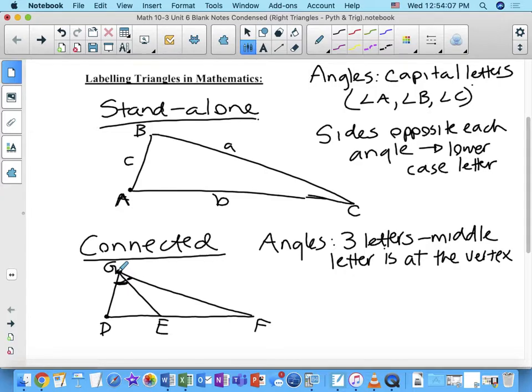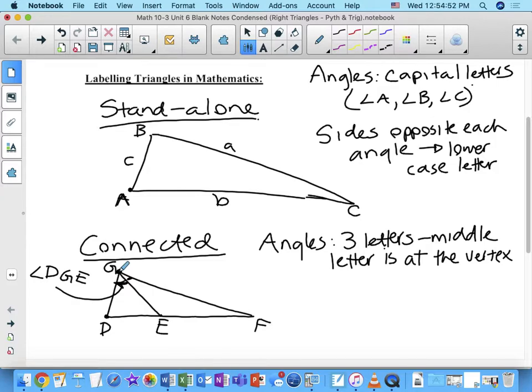So to use 3 letters, I would just say, okay, well, where's it starting? D, G, E. So this angle, I could call angle D, G, E. I could also call it, if I wanted to, instead of D, G, E, start at E and call it E, G, D. So you can switch around the 2 outer letters, but the middle one has to be where the angle is located at that point.